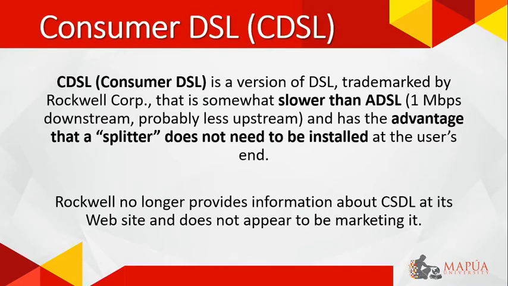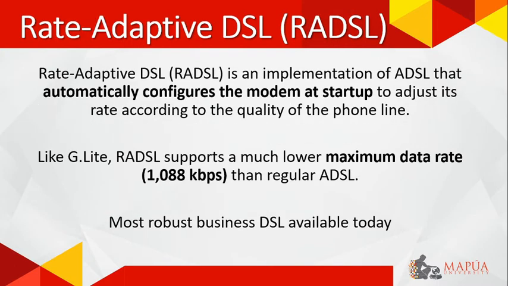The next type of DSL is the consumer DSL. Consumer DSL is a version of DSL trademarked by Rockwell Corp that is somewhat slower than ADSL, with 1 Mbps downstream, probably less upstream, and has the advantage that a splitter does not need to be installed at the user's end. However, Rockwell no longer provides information about CDSL at its website and does not appear to be marketing it. The next type of DSL is the Rate Adaptive DSL.